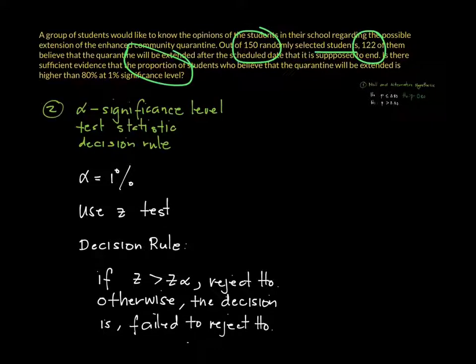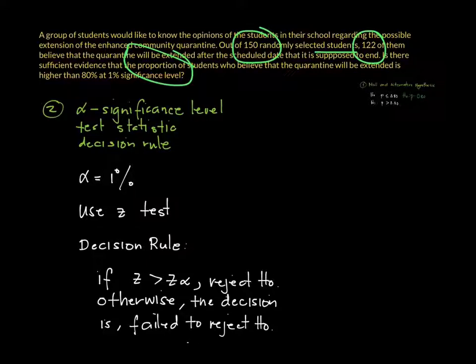Step number 2 is about identifying our significance level, or if it is given already, then we can just get that value, determining what our test statistic is, whether it is a Z or a T, and how we should state our decision rule. So let's start with our significance level alpha. It was mentioned in the problem that the significance level to be used in this testing is 1%. So our alpha is 1%.